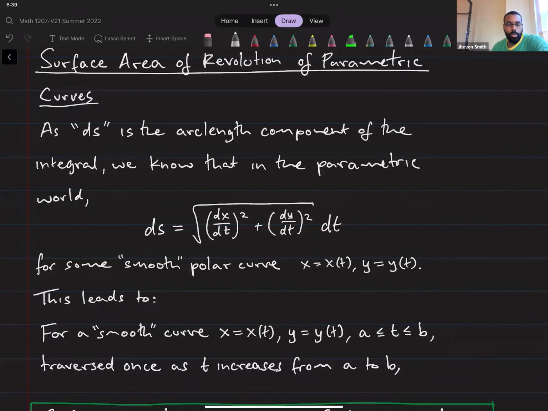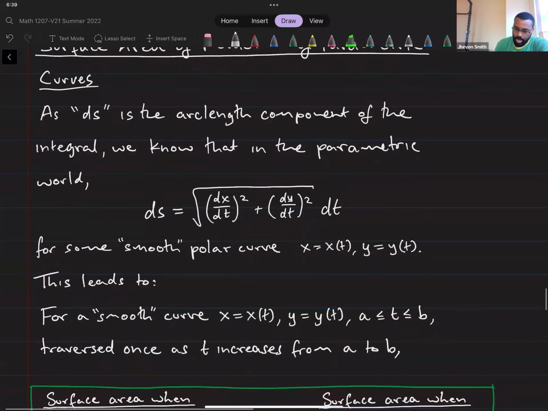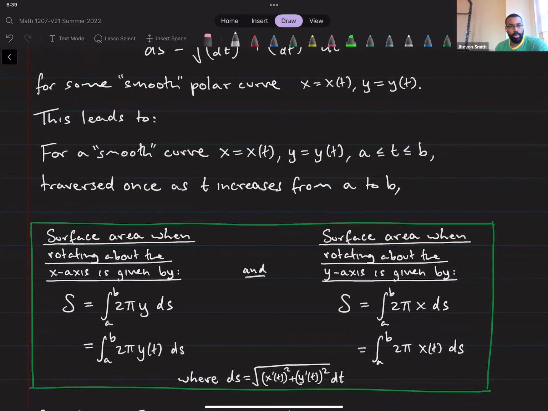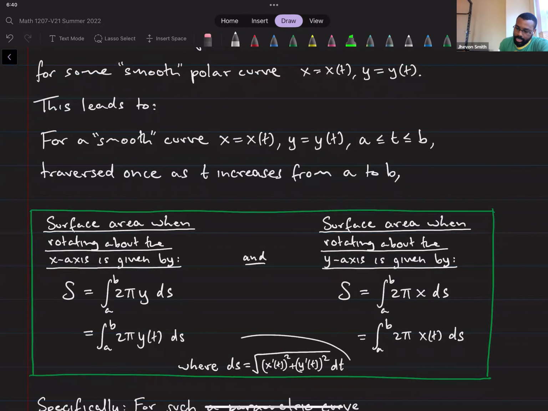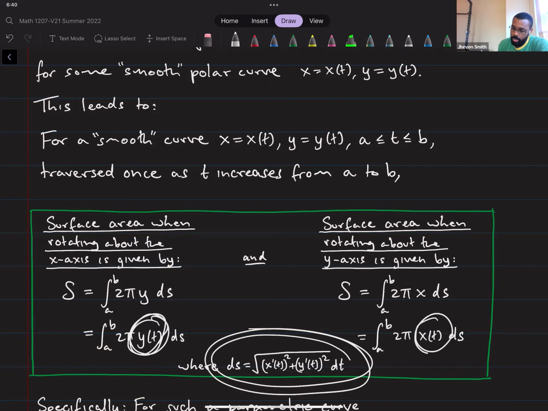So if we have a differentiable parametric curve, x equals x of t, y equals y of t, for t equals a to b, which we only traverse once as t goes from a to b, then we can find the surface here in a very similar fashion. To go around the x-axis, it's the integral of 2 pi y ds. And to go around the y-axis, it's the integral of 2 pi x ds. Our ds, in both cases, is going to be the arc length component of an integral. And in both cases, we would replace our functions with their corresponding functions in terms of t. So y gets replaced with its formula in terms of t, x gets replaced with its formula in terms of t, and so you integrate with respect to t.